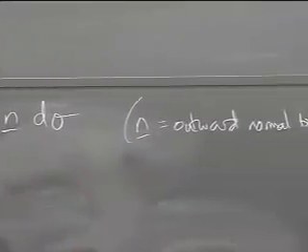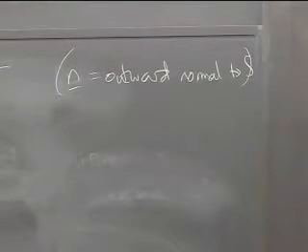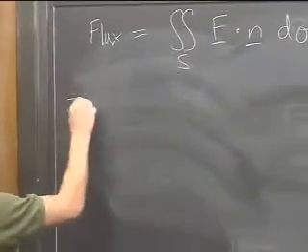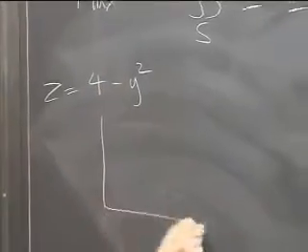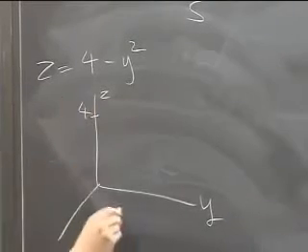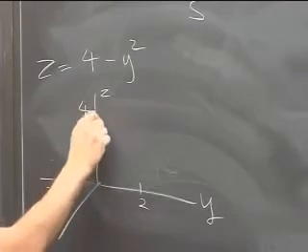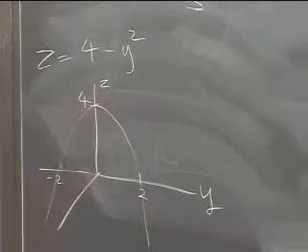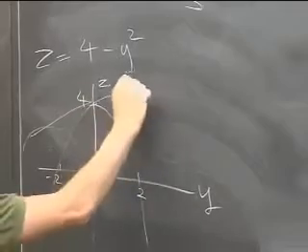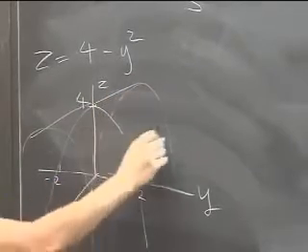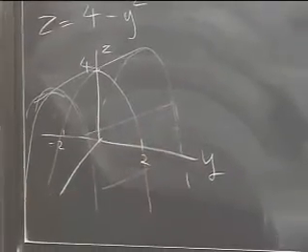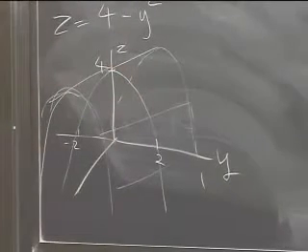So what does S look like? Well, if we draw this parabola, z equals 4 minus y squared, here's z, here's y, here's 4. I think you'll see the intercepts here are 2 and minus 2. So it looks like that in the z-y plane, and because it doesn't depend on x, it's actually a cylinder. So you just take this parabola and make a cylinder out of it, back and forth. But we have to cut it with certain planes.